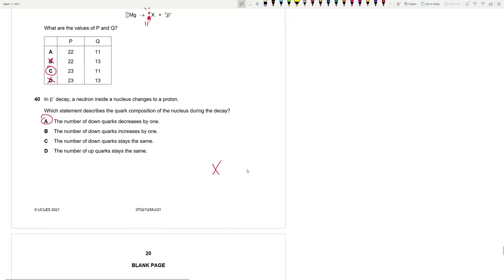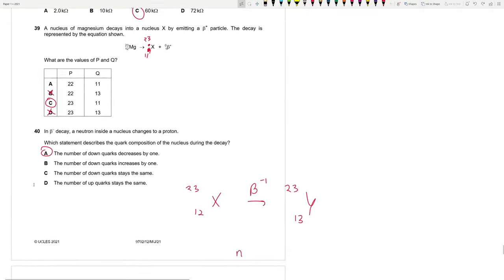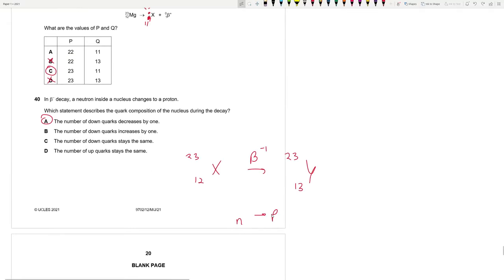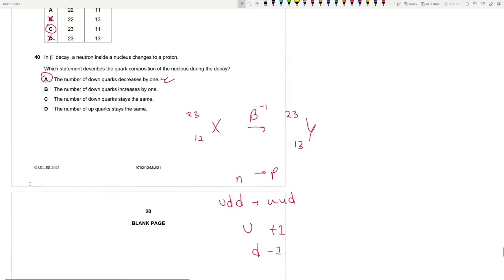Yeah, so I was saying X 23 12, after beta minus decay it's going to Y 23 13, it increases by 1. So one neutron was basically converted to one proton, or up down down converted to up up down. What happened? Up quark increases by 1, down quark decreases by 1. Let's look at that. The number of down quarks decreases by 1. Yes, that is true. So the answer is A.